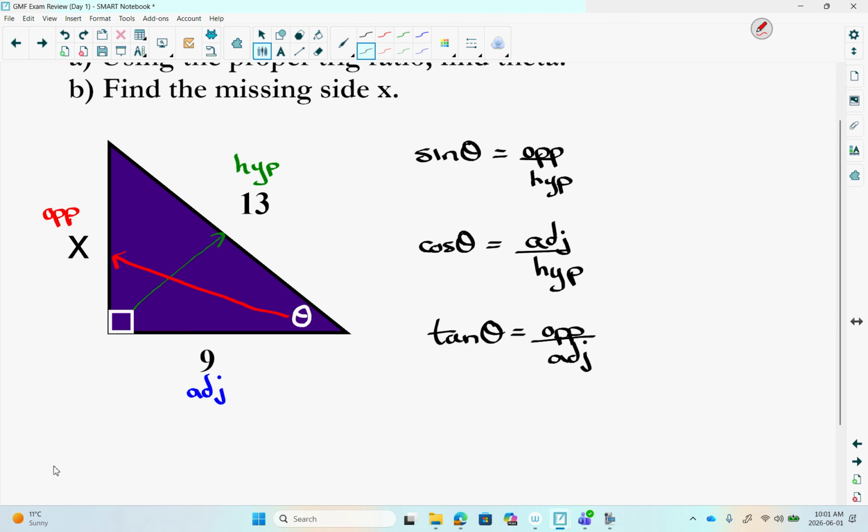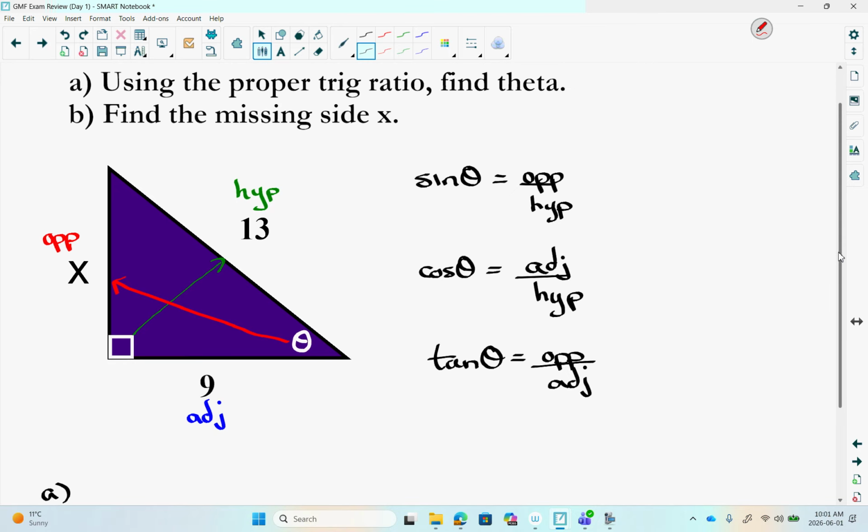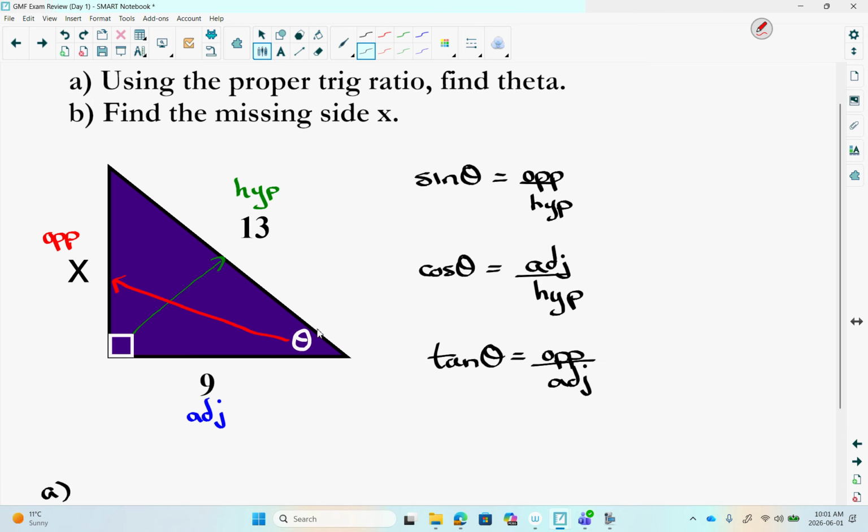In order to do part A, in order to find theta, that's this angle down here, which trig ratio would I use?